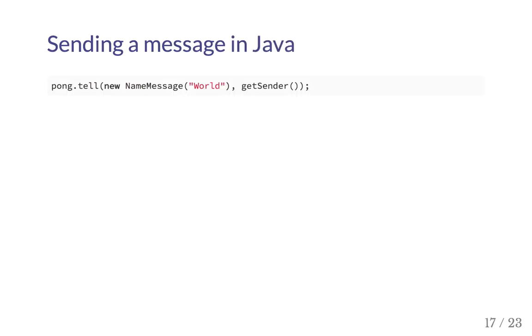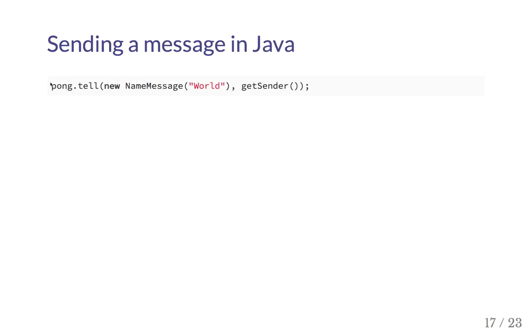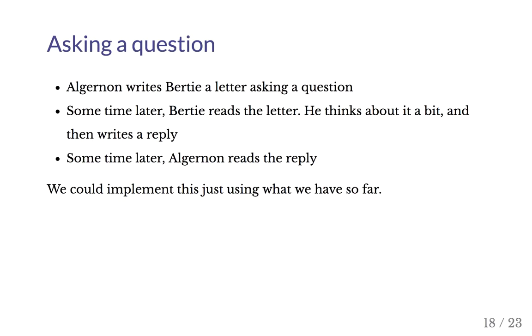And the Java version, Java doesn't have the exclamation version because that wouldn't be a legitimate method name for Java. It just has the tell version, but so we can go pong.tell new name message with world. And so we're passing it an object as our message, and that's the object we've created. And in Java, you say get sender to get the actor ref to yourself for it to reply to if it wants to. So one line to send a message to another actor.